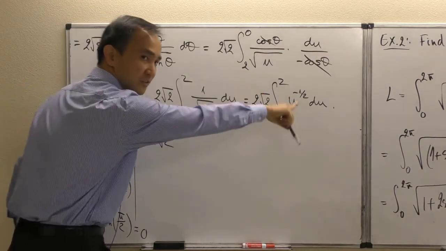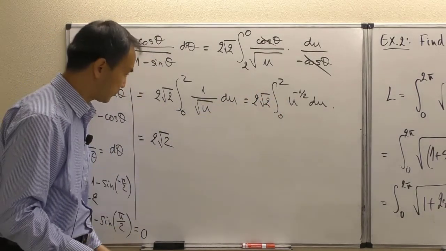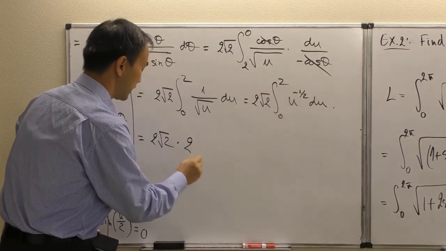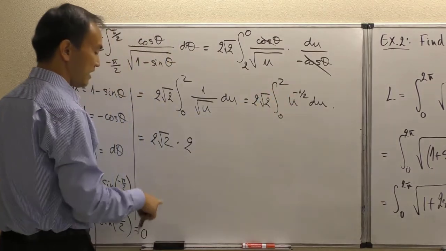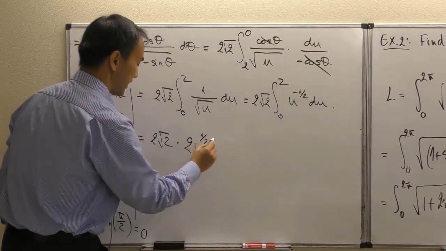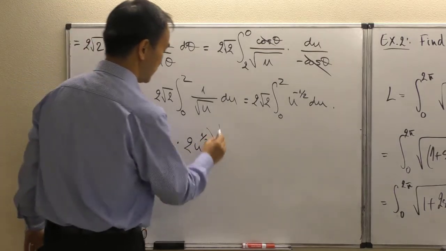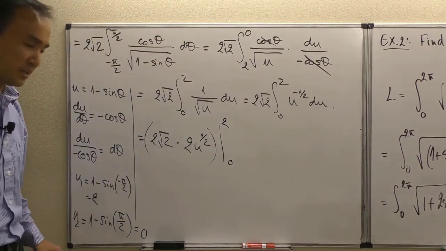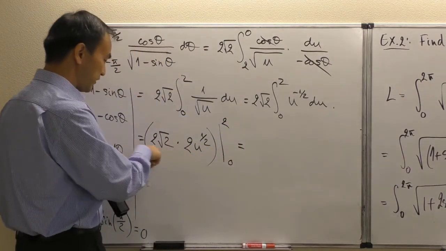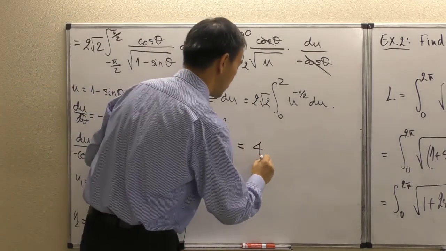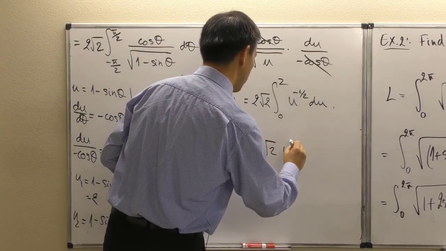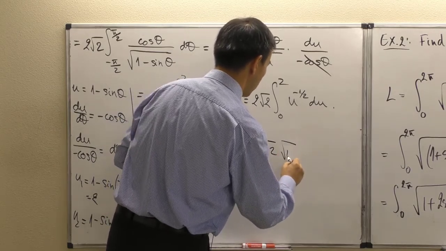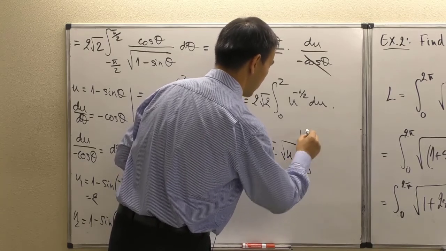So here I'm looking at 2 square root 2. Now I'm ready for applying the fundamental theorem of calculus, where the first step is to get the antiderivative for u to the negative 1/2. The antiderivative of u to the negative 1/2 is 2 times u to the positive 1/2, and this needs to be evaluated from 0 to 2. A little more simplification: 2 times 2 is 4 square root 2 times u to the positive 1/2, or let's write it as square root of u, evaluated from 0 to 2.